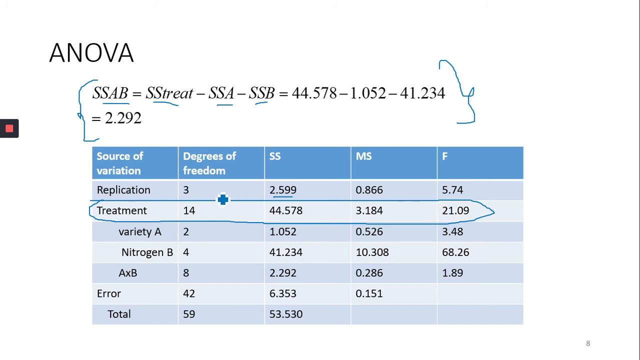So, ladies and gentlemen, like what I said, you put your degrees of freedom. For interaction, it is just the degrees of freedom for A and degrees of freedom for B. You multiply the two, you get this one.